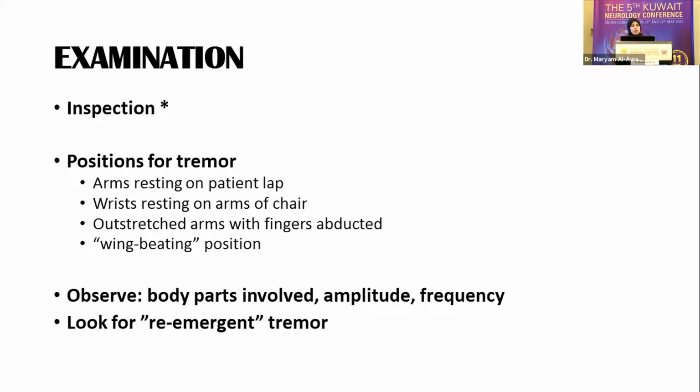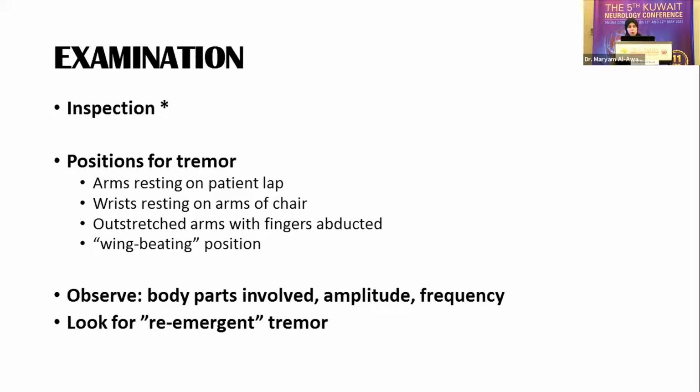And there are, of course, different positions to examine for tremor. The first one is while the patient is relaxed on the chair with their hands on their lap. You can observe and wait for the tremor to occur. And if you don't see the tremor, you can use certain maneuvers like distracting the patient, or using mental tasks like serial sevens, for example. Another helpful position might be resting the wrists on the arms of the chair and hanging them there. You might also see the tremor in that position.